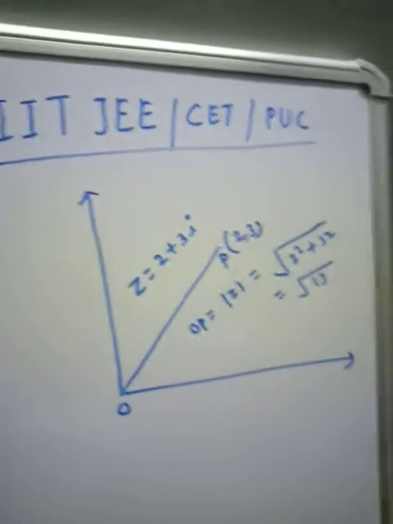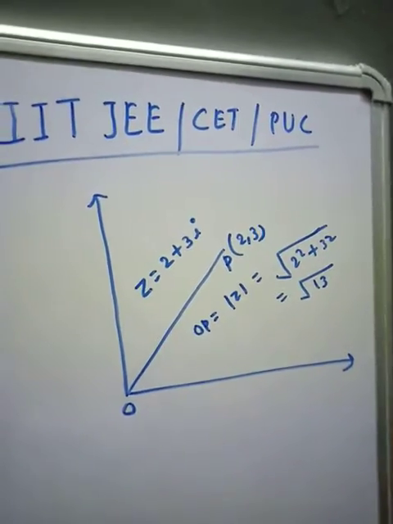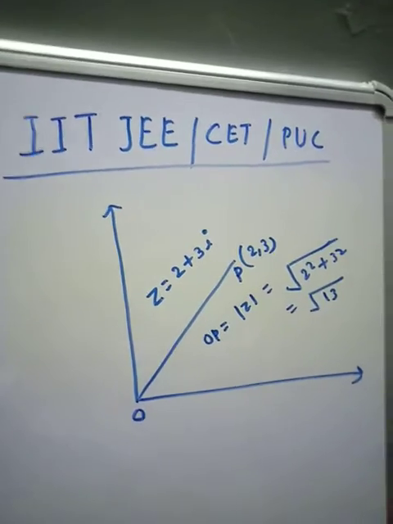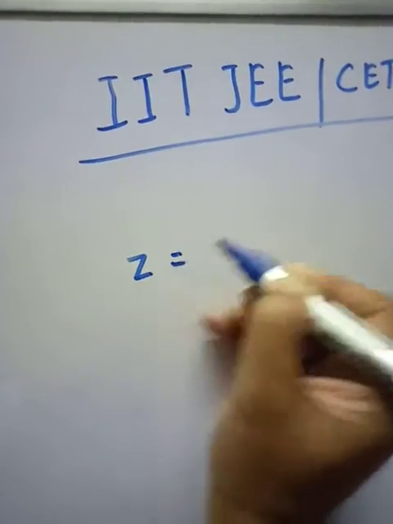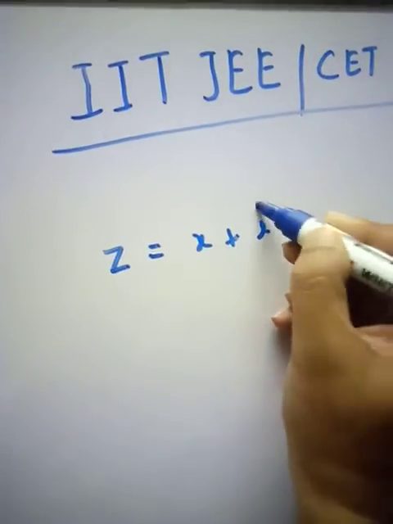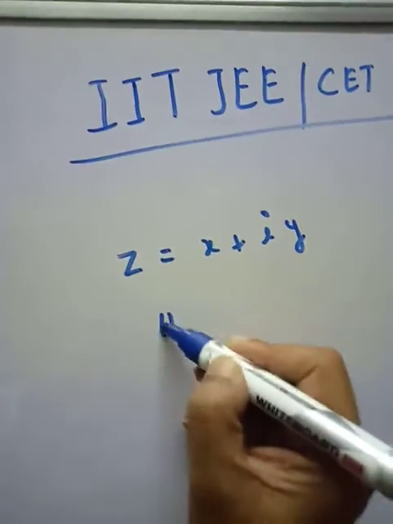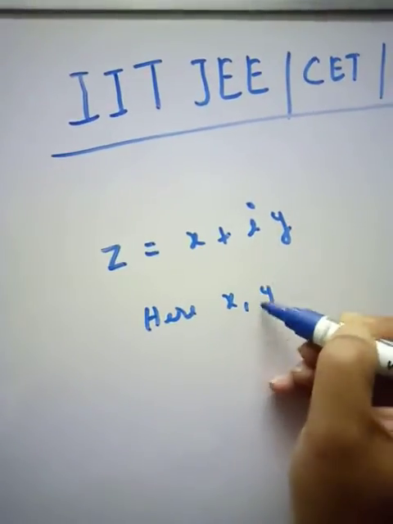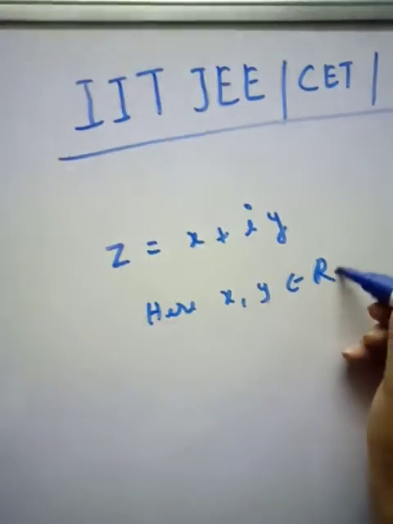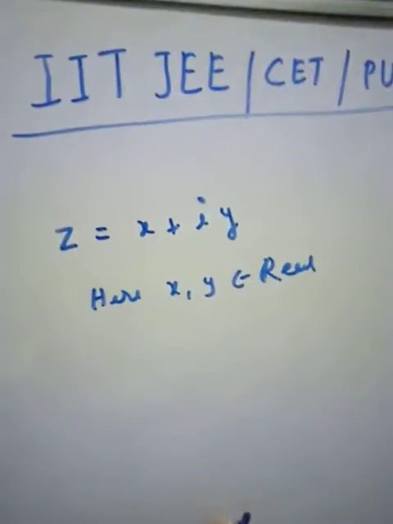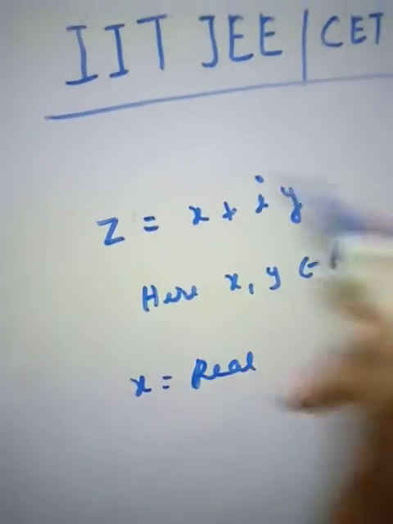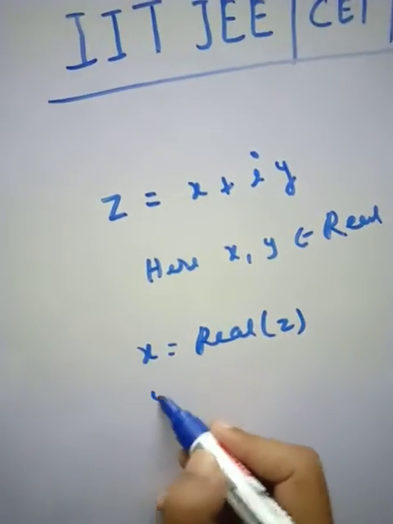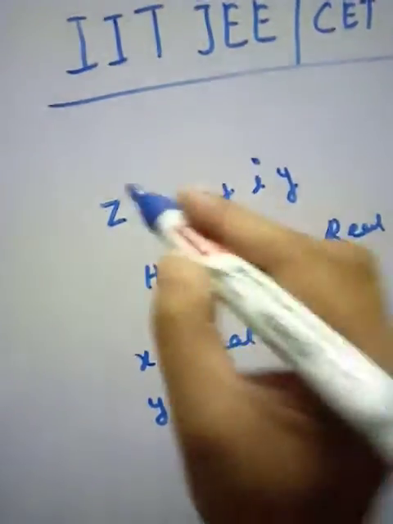So today we'll discuss complex numbers. What is a complex number? The first question arises: what is a complex number? A complex number means suppose a number z equal to x plus iy. Here x and y are real numbers, where x equals the real part of our complex number, real z, and y equals the imaginary part of our complex number.